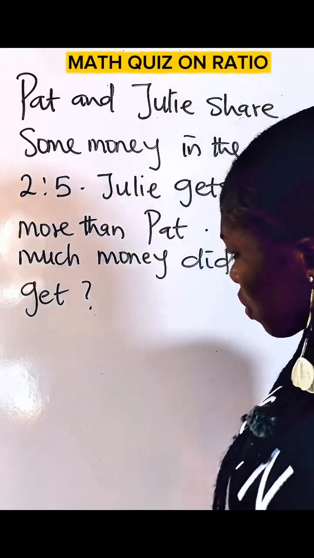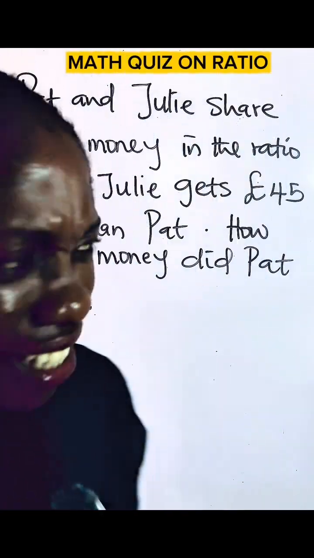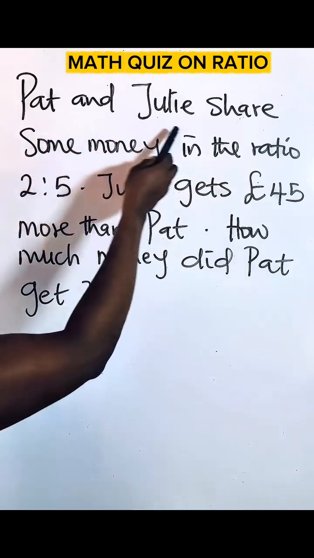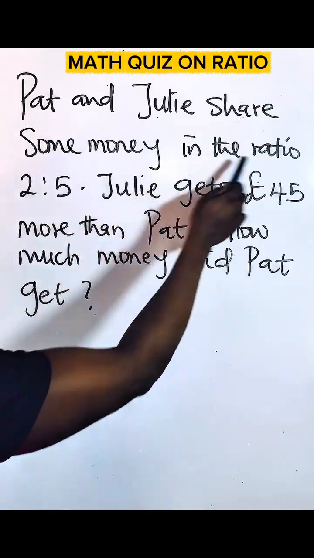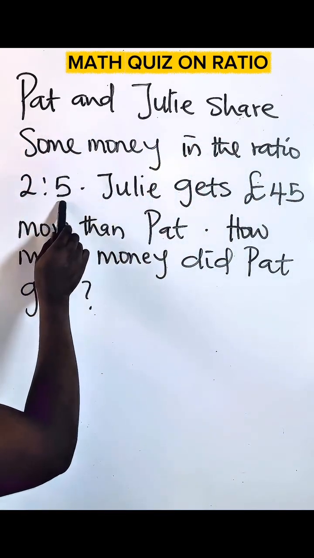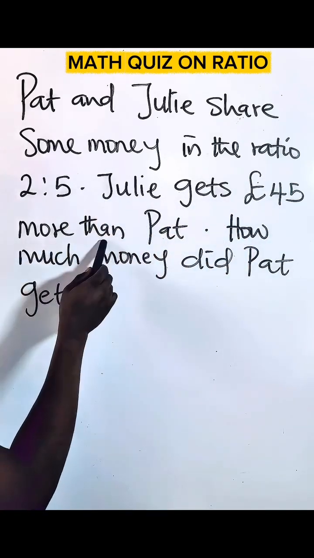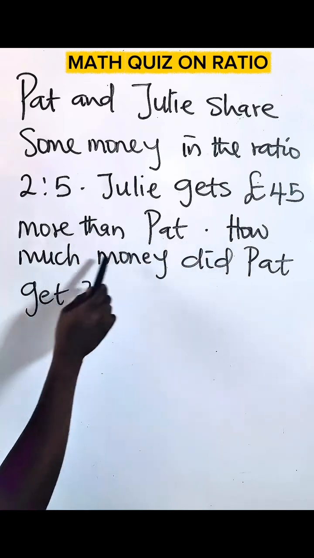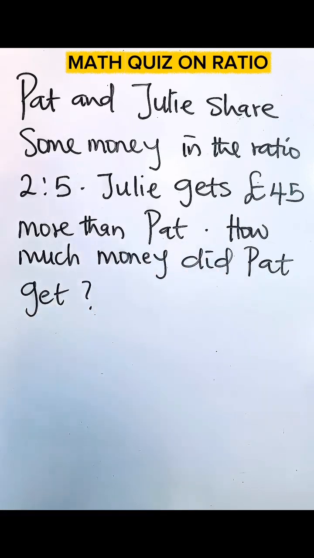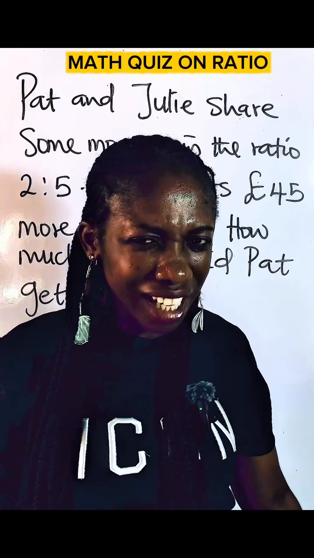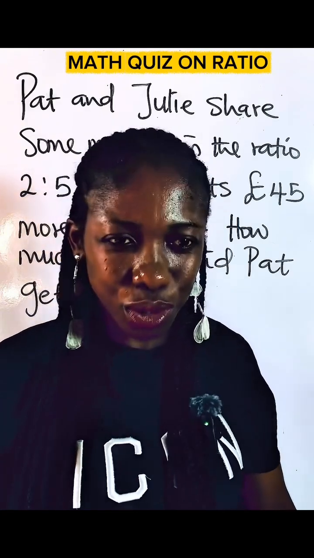How do you answer this question when you see it? You are told Pat and Julie share some money in the ratio 2 to 5. Julie gets £45 more than Pat. How much money did Pat get? You'll be like, how do you do that? It's just so easy. Let me teach you what you will do.